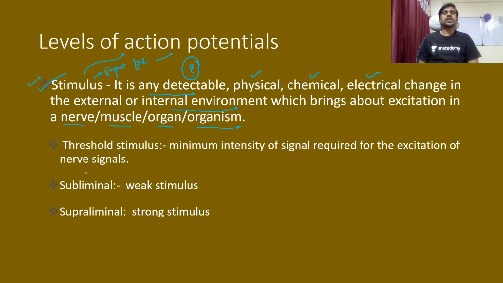Okay, so the types of stimulus, let's see. The first one is a threshold stimulus. So it is the minimum intensity of a signal or the stimulus required for the excitation of nerve signals.